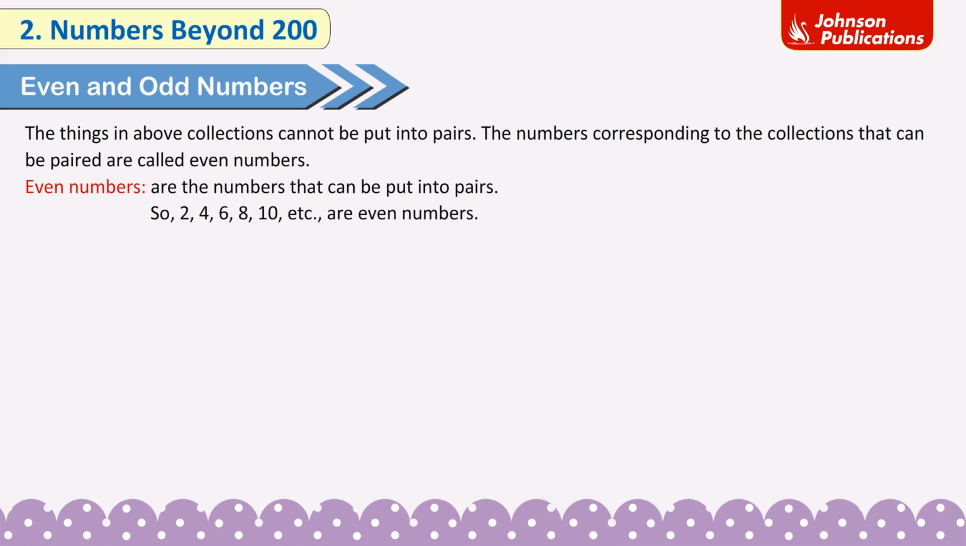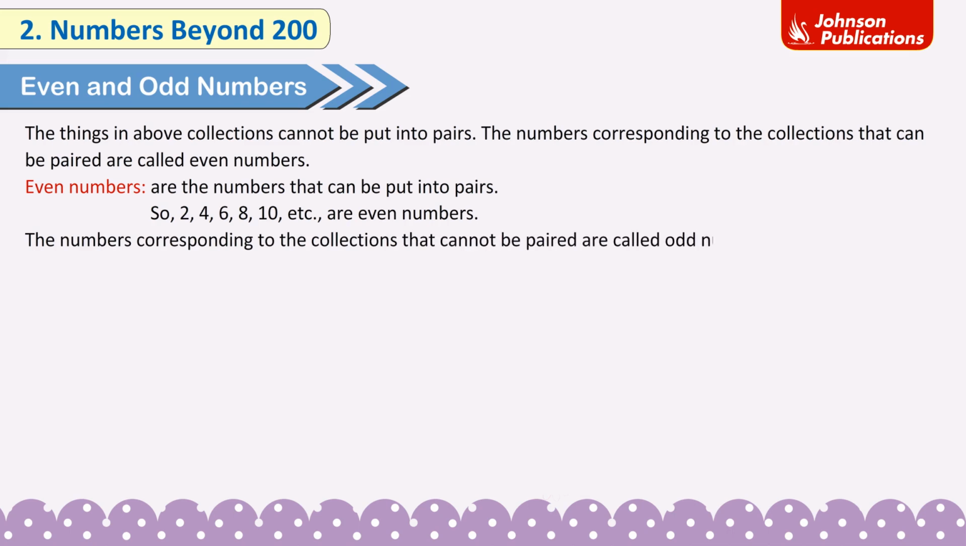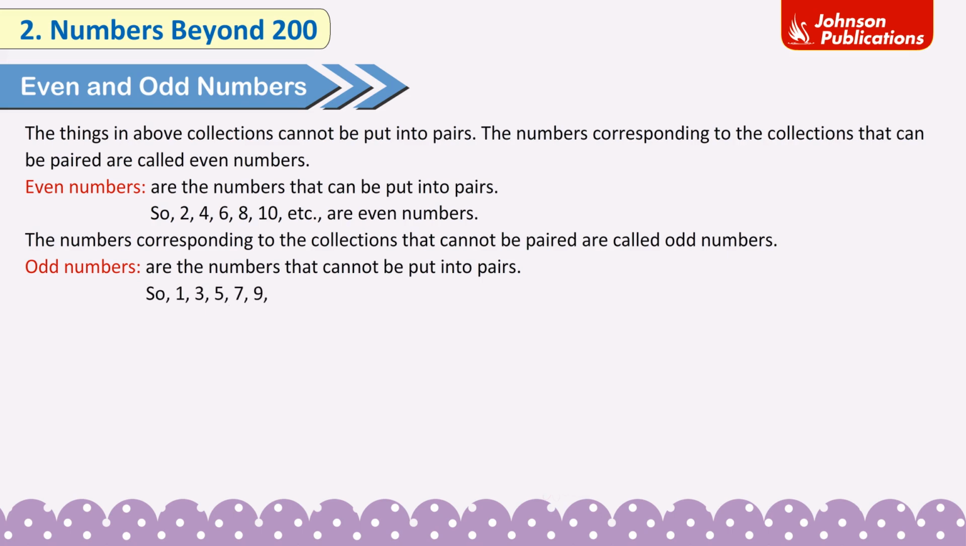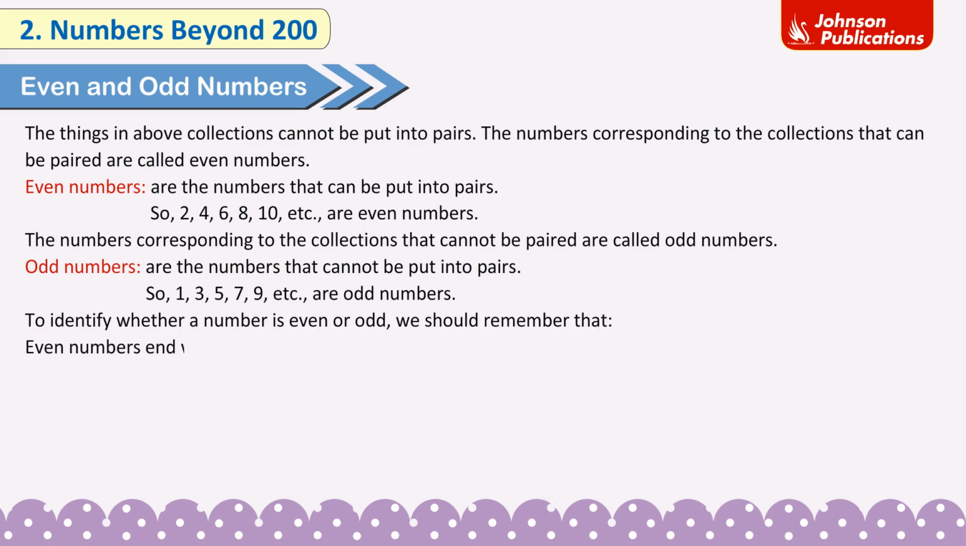are even numbers. The numbers corresponding to the collections that cannot be paired are called odd numbers. Odd numbers are the numbers that cannot be put into pairs. So, 1, 3, 5, 7, 9, etc. are odd numbers. To identify whether a number is even or odd, we should remember that even numbers end with 0, 2, 4, 6 or 8. Odd numbers end with 1, 3, 5, 7 or 9.